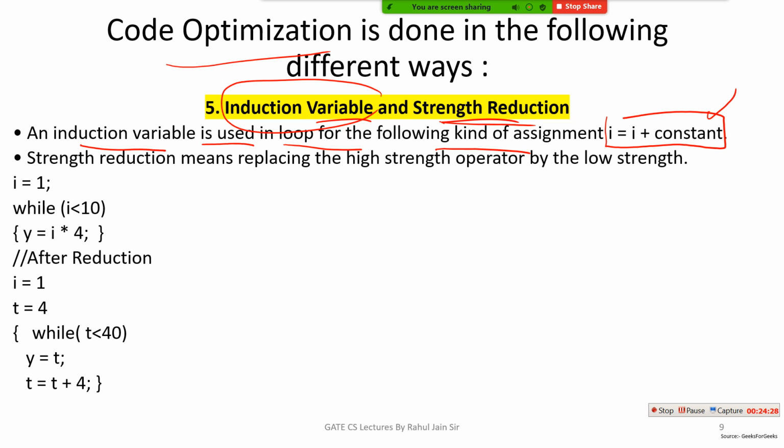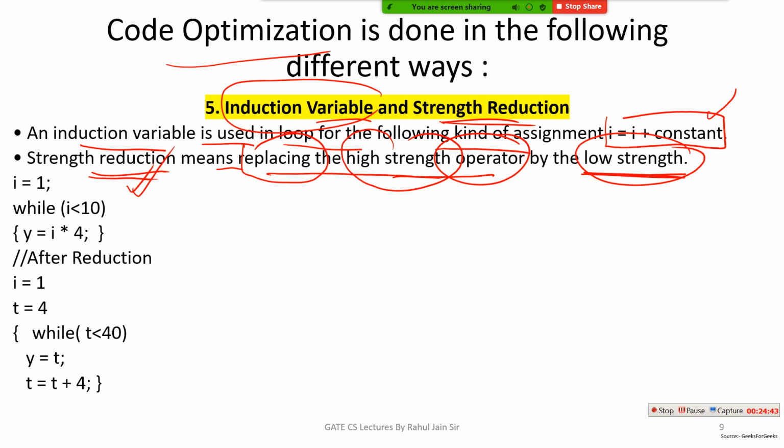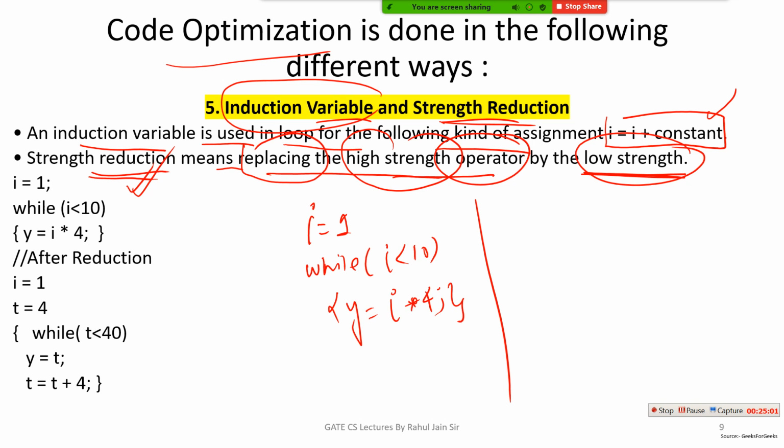What exactly is it? Strength reduction means replacing the high strength operator by a low strength one. Strength reduction, very important guys. What I am talking about: suppose my code, before optimization, is I equals 1, while I is less than 10, y equals I multiplied by 4. Now I am optimizing this code.